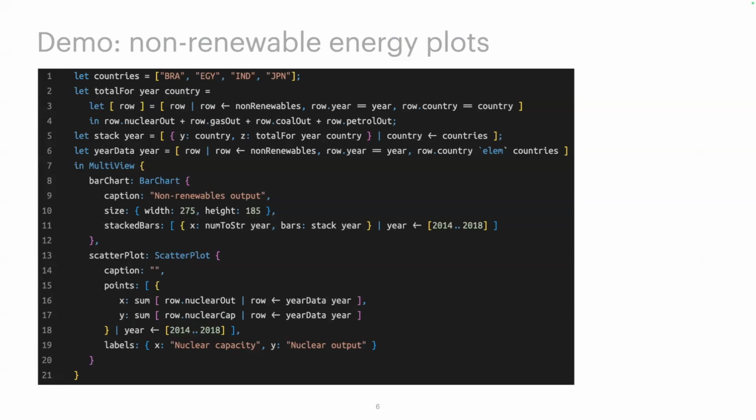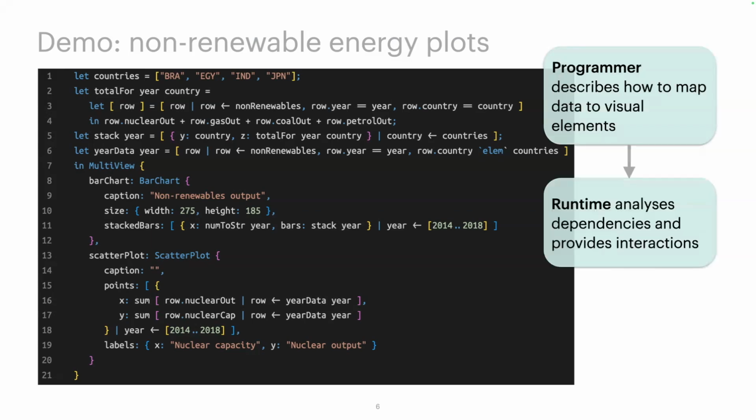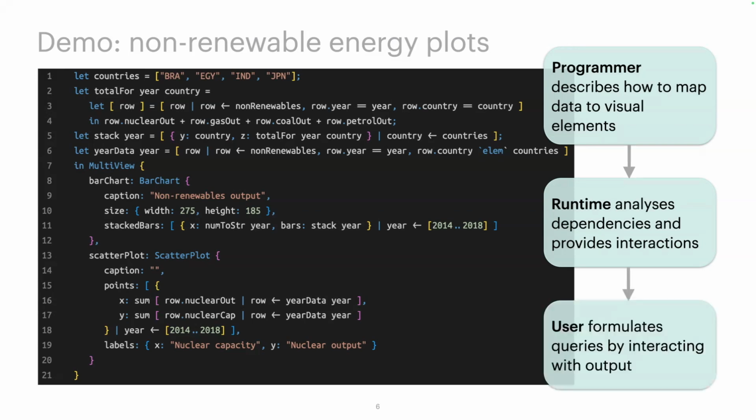So this is the source code for the 2 plots. Fluid is a pure functional language with familiar data structures like lists, arrays, and dictionaries. And the programmer is just responsible for describing how to map data to visual elements. The Fluid runtime keeps track of the dependency information and makes it available to the rendering layer. And then the rendering layer is able to automatically add interactions to allow the user to formulate the kinds of queries that I just showed you. So they come as a kind of built-in transparency feature.